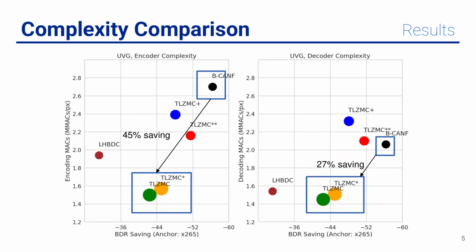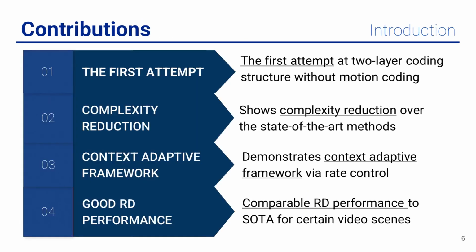Our designs offer less computational complexity on the encoder and decoder side compared to DCVC. In summary, we demonstrate the first attempt at DVC that has less computational complexity and can perform well even without motion coding.